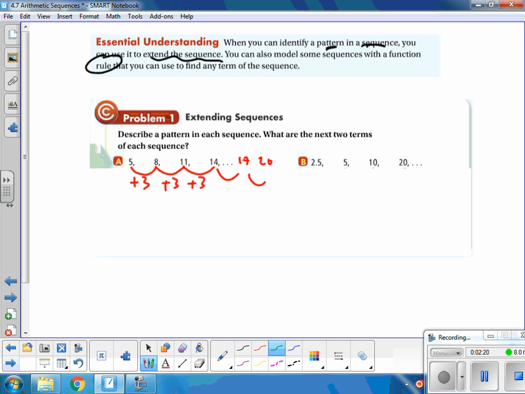Same with this one over here. I've got 2.5, 5, and 10 and such. So I can see from 2.5 to 5, this one's doubling. And this one here is also doubling, and this one here doubling. Because I see that it's a consistent pattern here, I know that I can say that this is an arithmetic sequence. And because I identify it as an arithmetic sequence, I can continue to use the pattern. Times 2 is 40, and I can go times 2 more, which is 80.